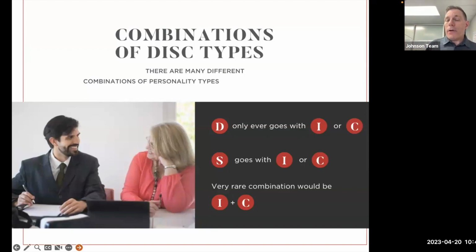D's are hard to deal with because they're very demanding, right? You irk them the wrong way and you can lose them as a client, because if you're not fast enough for them, you're not getting outcomes. So D's and I's go together. What doesn't happen very often is an I and C, because an I is kind of all over the place and C's are very organized.